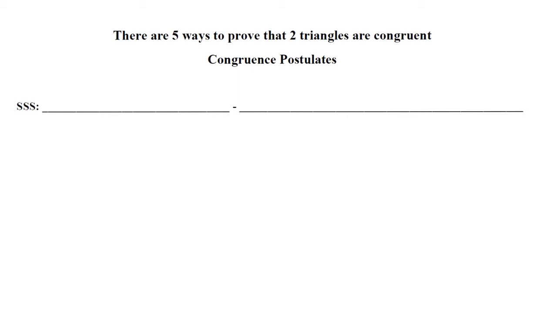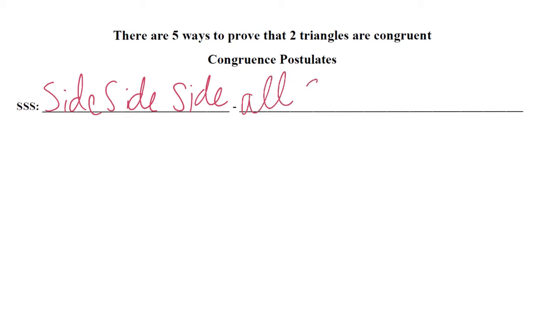So just like we had 3 ways to prove that they were similar, we have 5 ways to prove that they're congruent, and they are very similar. Like this first one that you see is still side, side, side. What this means is that all 3 sides are congruent. So I'm going to draw 2 triangles.